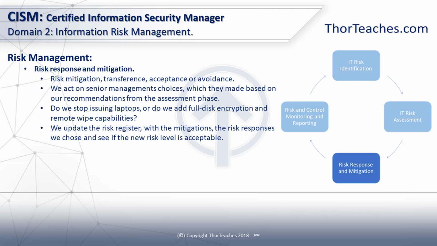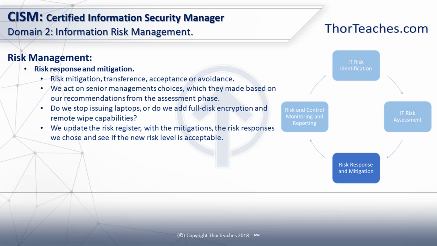And this is where we implement all the mitigation strategies that we have chosen. This might be where we stop issuing laptops, or we don't build the data center in the area that's prone to flooding. And we do this in very close collaboration with the risk owners and the people who own the systems that we're securing. Because if we have a remote sales staff, it might not be an option to stop issuing laptops. Maybe we need to look at the disk encryption and the remote wipe capabilities we talked about in the last chapter.